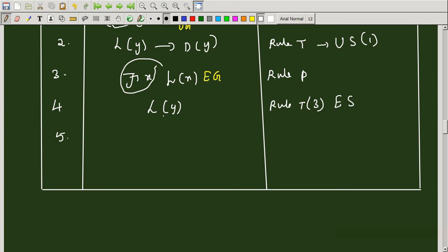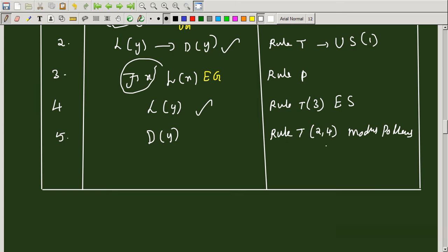Fifth, I am going to use the modus ponens rule for these two steps. Then L of y gets cancelled and the remaining is D of y. This is called rule T of 2, 4. Here we did modus ponens.